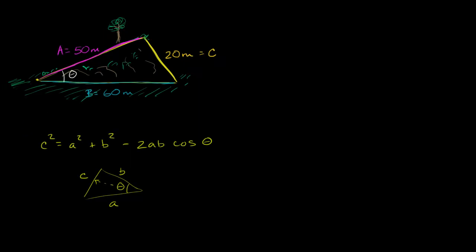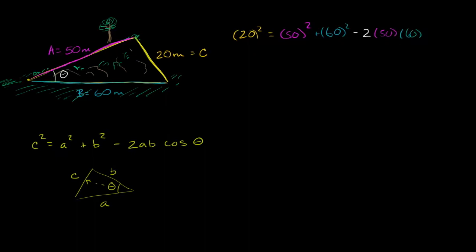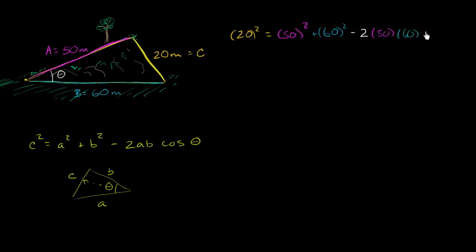So the law of cosines tells us that 20 squared is equal to a squared, so that's 50 squared, plus b squared, plus 60 squared, minus 2 times ab, so minus 2 times 50 times 60, times the cosine of theta. And this works out well for us because they've given us everything. There's only one unknown, theta here. So let's see if we can solve for theta.